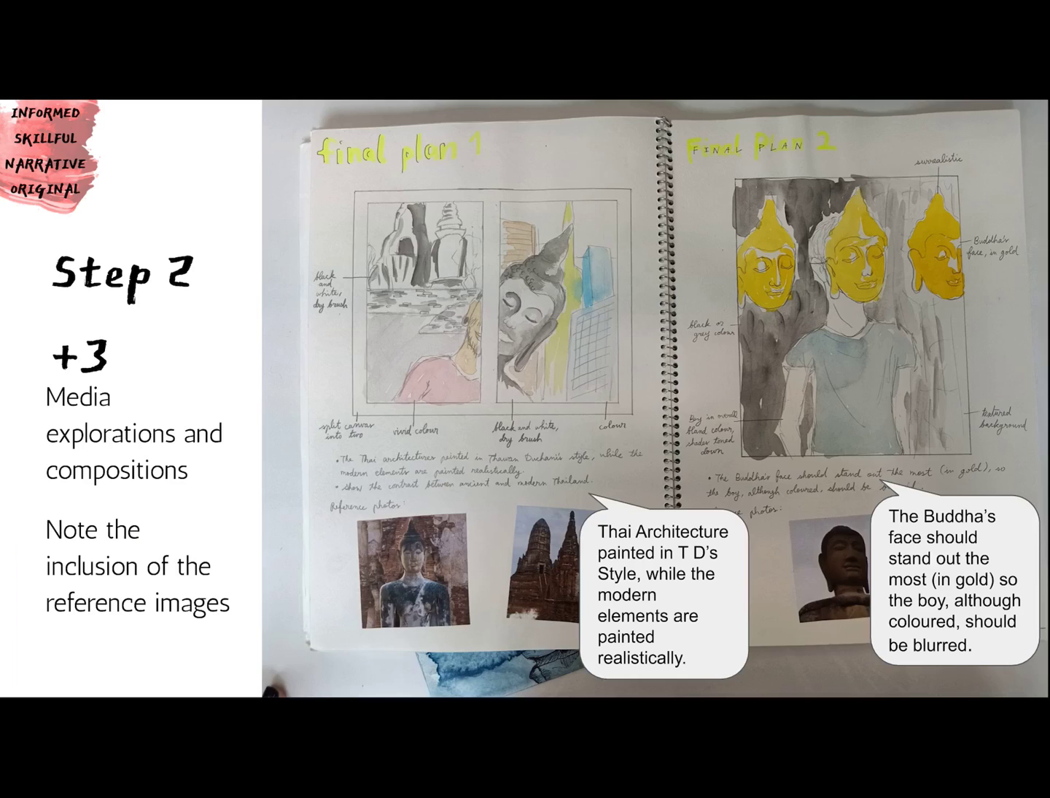On the other one, it says the Buddha's face should stand out the most in gold, so the boy, although coloured, should be blurred. So here they've started to think about that skillful and that narrative being combined together. How can they help deliver a message through the use of media? How can they start to combine the techniques with the message?